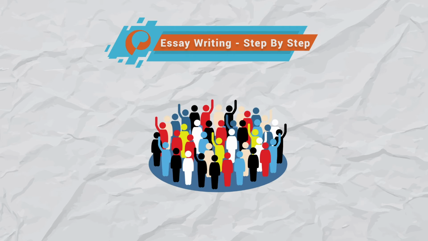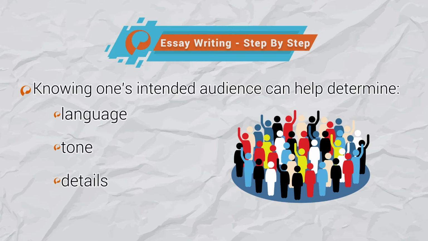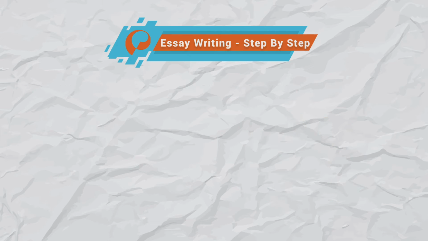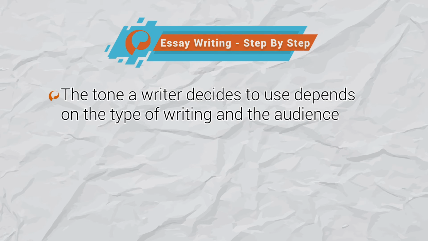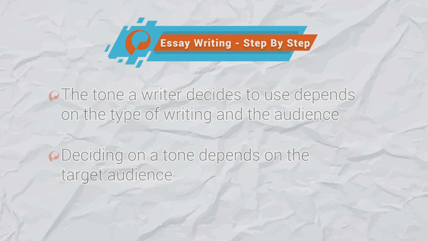Knowing one's intended audience is important when it comes to informing, entertaining, or persuading through writing. It can help determine the language, tone, and details included in the composition. The tone a writer decides to use depends on the type of writing and the audience. Deciding on a tone depends on the target audience.